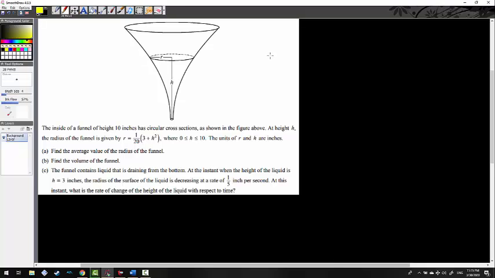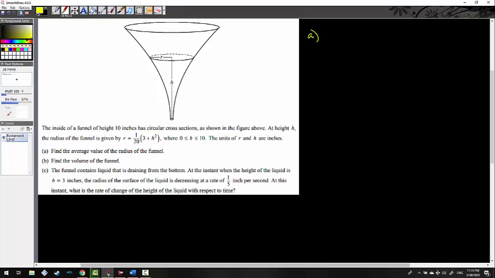It says the inside of a funnel of height 10 inches has circular cross sections as shown in the figure above. At height h, the radius of the funnel is given by r equals that thing, where h is between 0 and 10, and the units of r and h are in inches. Let's go and find the average value of this funnel.